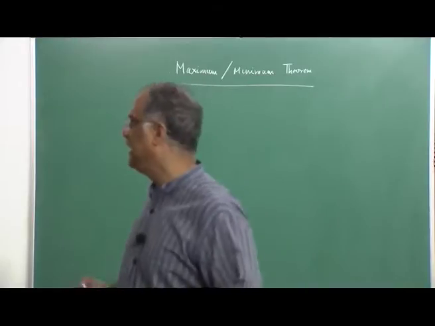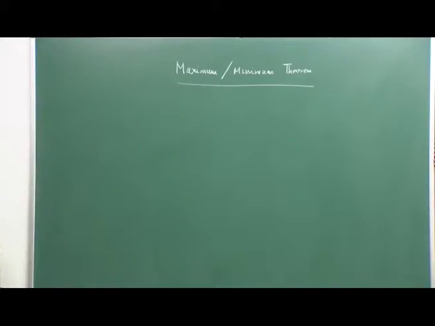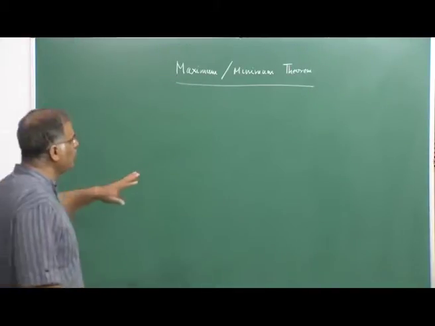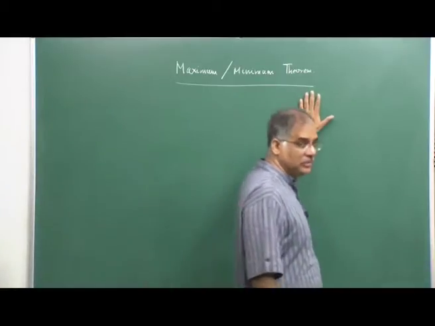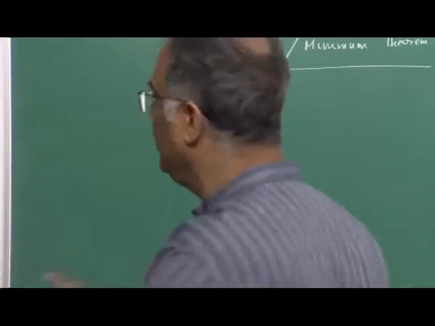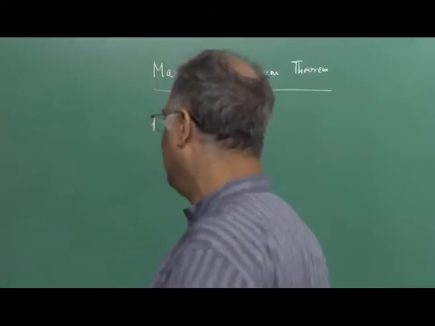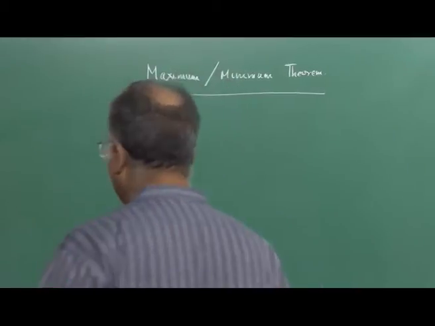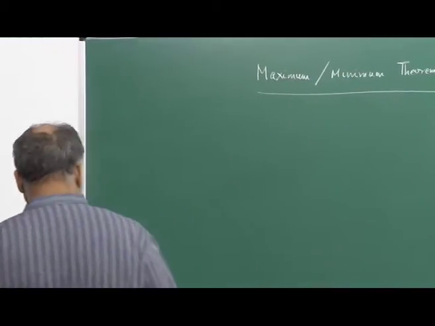Welcome to the 9th lecture of this course on calculus. Today we are going to learn a very important result, a result of great consequence which can be applied in many places, in many ways. In fact, it can be used to prove the intermediate value theorem, which shows how things are actually connected.